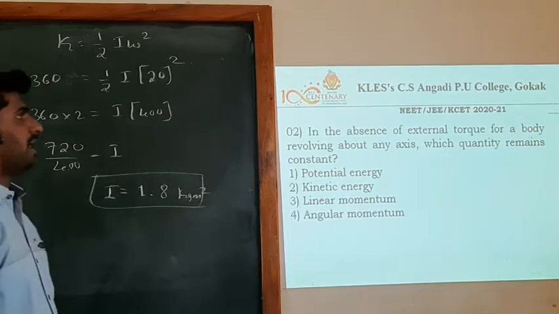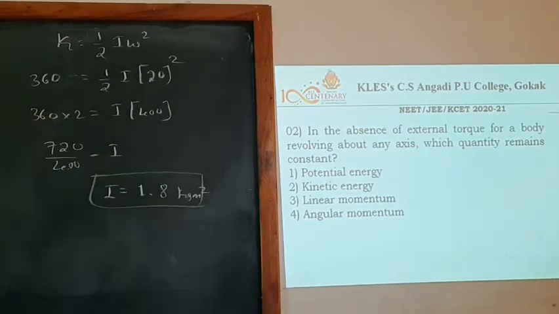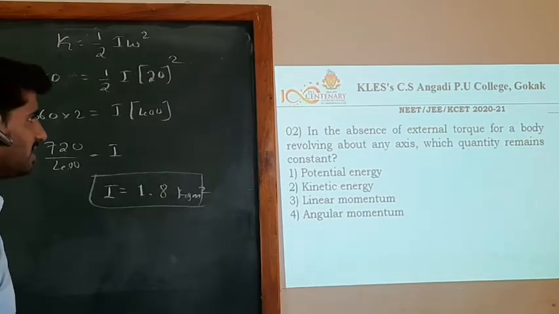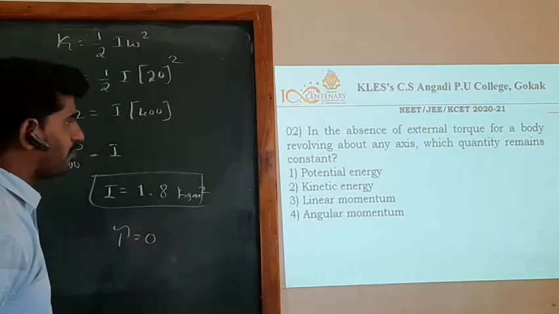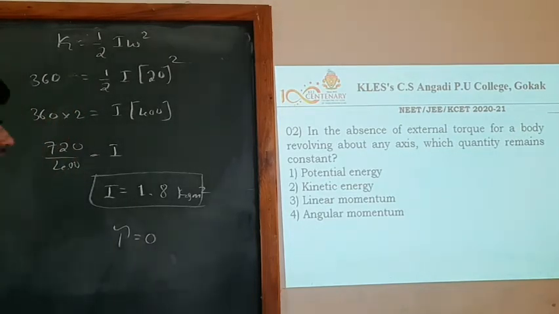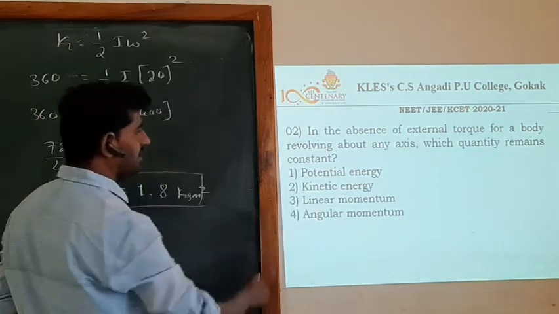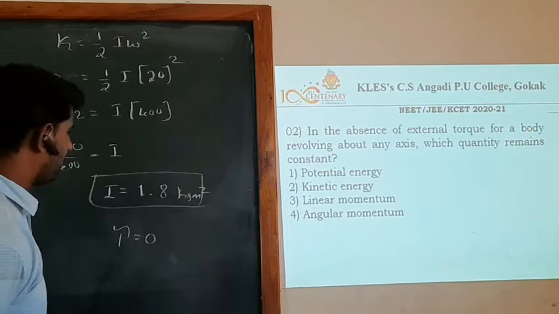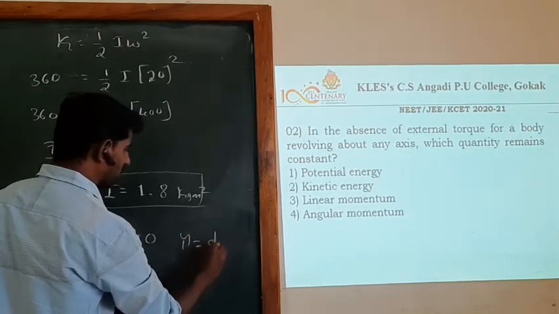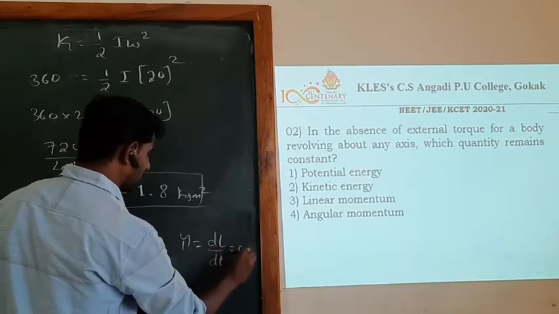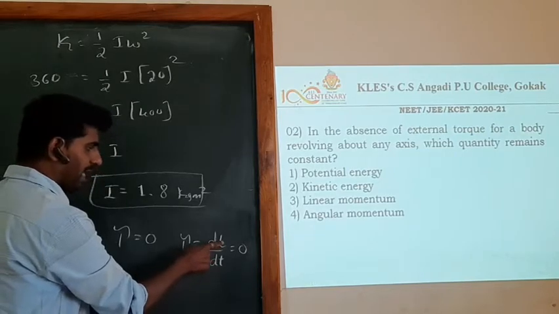And the next question. In absence of external torque for a body revolving about an axis, which quantity remains constant? Here tau is equal to 0, and the options are potential energy, kinetic energy, linear momentum, and angular momentum. We don't have any relation between linear momentum and torque, but we have the relation between torque and angular momentum, that is tau is equal to dL by dt, equal to 0 if tau is equal to 0.